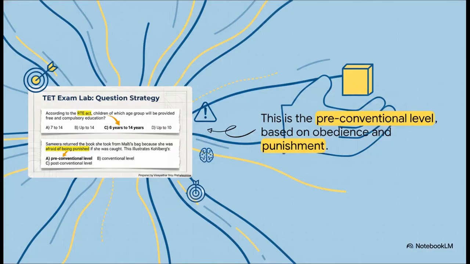The magic words here are afraid of being punished. That's your big clue. That tells you the answer is A, the pre-conventional level. At this stage, morality is all about external stuff, obeying rules and avoiding trouble. It's not about some deep internal sense of right and wrong yet.